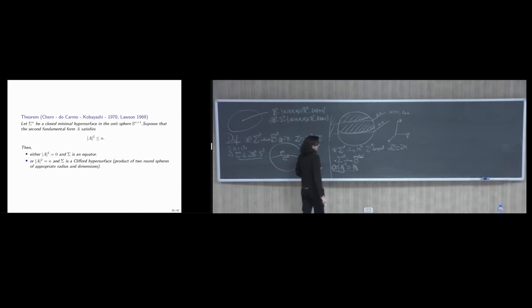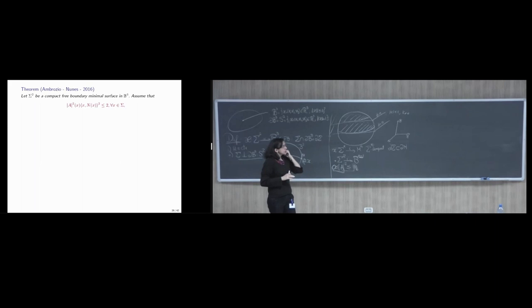So at this point, it's important to think about this. You have minimal hypersurfaces in the sphere, so can you do the same results in the case of free boundary, yes or not? To do this, Ambrozio and Nunes provided this result in the case of free boundary minimal surfaces. Of course, here you can define the gap the same way that it was done before, with some classification.